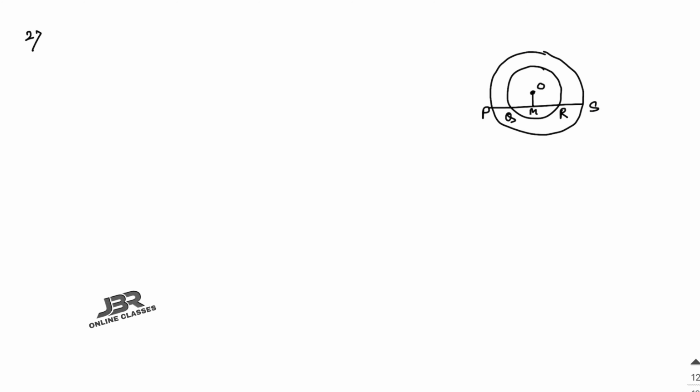Suppose OM is the perpendicular. So first you have to join OP. Here, given QR equal to 12, then QM is half of QR. That means 12 by 2, which is equal to 6 centimeter, because OM is the perpendicular bisector.